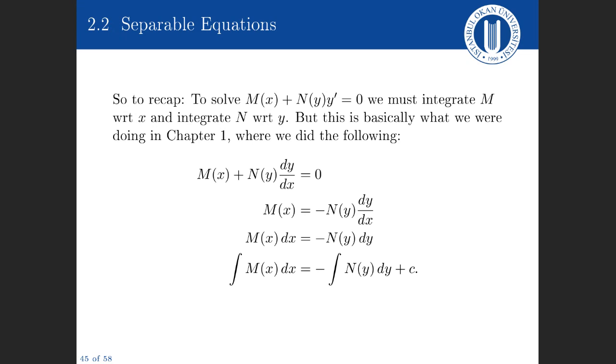We separated the variables so that all of the x terms are on the left, all the y terms on the right, and then we integrated. So we integrated m with respect to x, and we integrated n with respect to y. Basically, it's the same. This is why the method, which I said pure mathematicians don't like, this is why this method works.